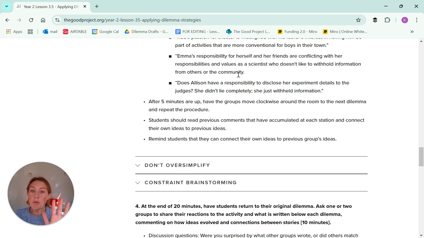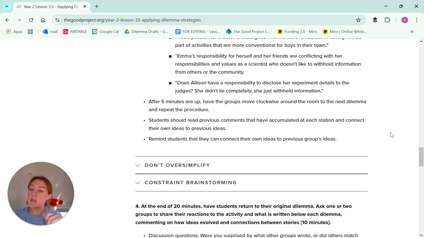After the 5 minutes are up, you can have the groups move clockwise around the room to the next dilemma and repeat this procedure. So read the dilemma, add their reactions to it in this format above. They should also read the previous comments that have been accumulated and connect their own ideas to the previous ideas.